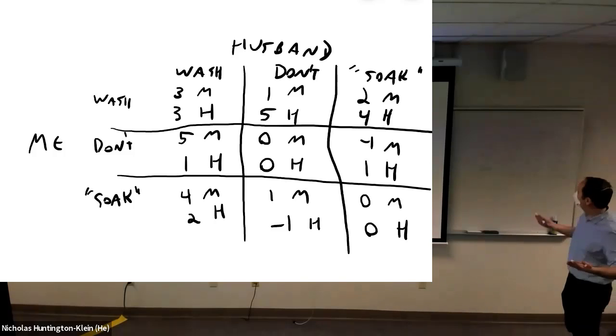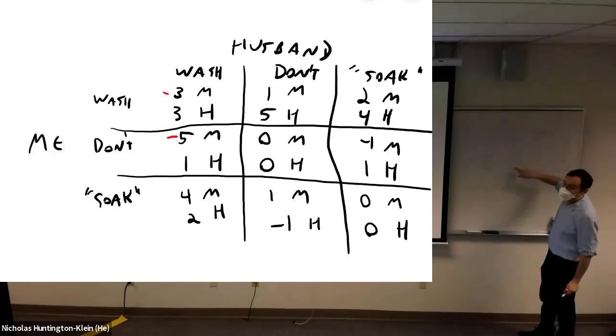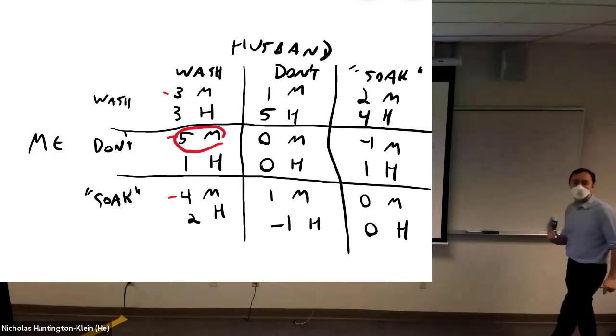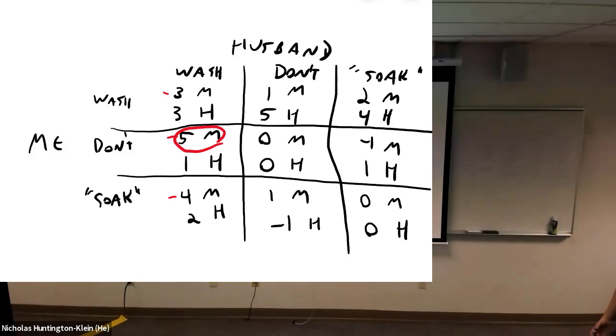Yeah. Don't. Yes, exactly. If I wash as well, I'm going to get 3. If I don't, I'm going to get 5. If I soak them, I'm going to get 4. 5 is the best of these, so I'm going to circle 5 for myself. So if my husband washes the dishes, I want to not wash the dishes. That is my best response.